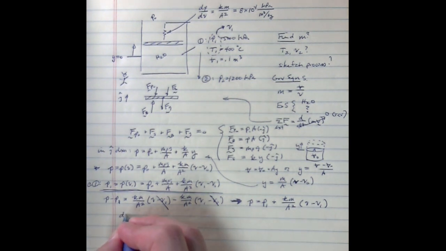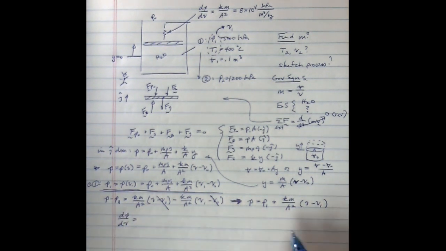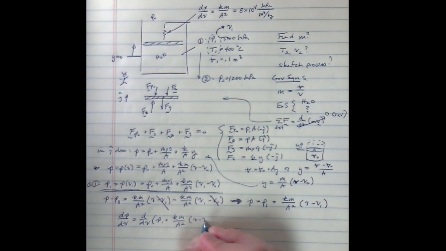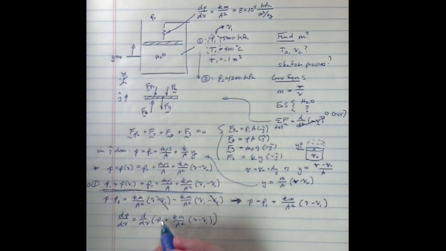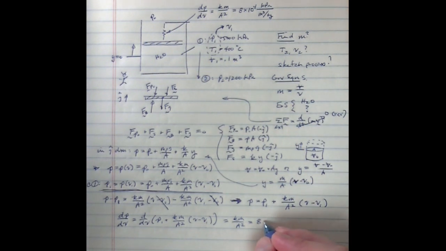Let's go ahead and differentiate dP dv. Well, the derivative of P1 plus K m on A squared times v minus v1, derivative of P1, that's 0. K m on A squared times v1, that's a constant, that's 0. So I'm left with just this linear term here, K m on A squared, and it's a number that I know. 8 times 10 to the minus 4th kilopascals meters cubed per kilogram.